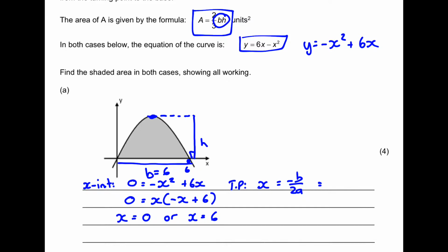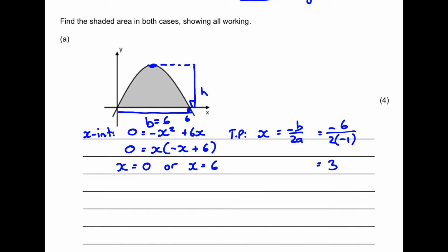All right, so minus b over 2a will be minus 6 over 2 times the a value, which in this case is negative 1. And so that gives us negative 6 over negative 2, which is positive 3. And then for the y value, we substitute that 3 into the original equation. So y is equal to minus 3 squared plus 6 times 3. Minus 3 squared is minus 9, and 6 times 3 is 18, which gives us a y value of 9. So that means h is equal to 9, because that's the distance from the x-axis to the turning point.